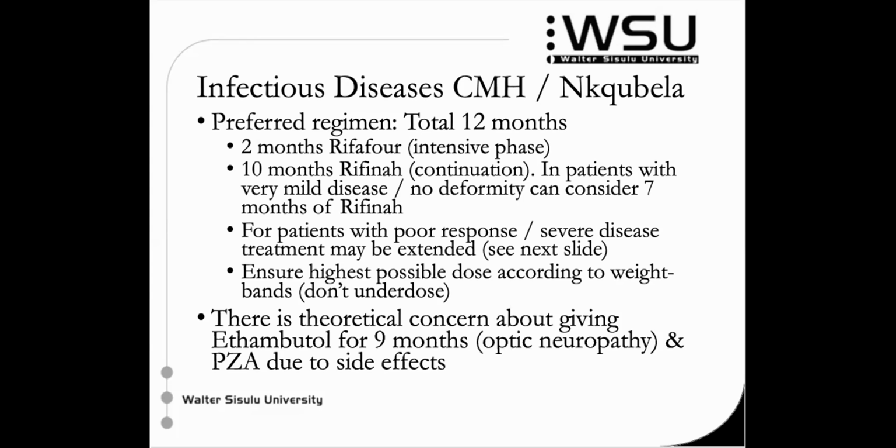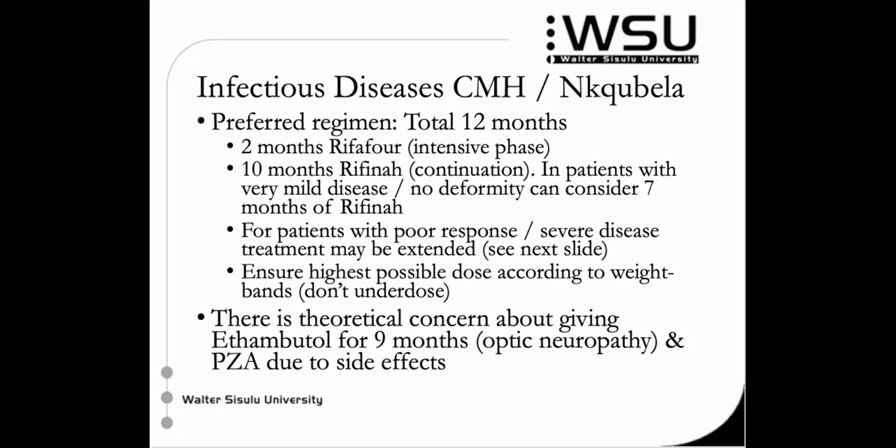The reason why on the CMH side they do the Rifafour only for the 2 months is more about a theoretical concern about giving ethambutol for 9 months. There's a very, very low risk of optic neuropathy. We obviously give 9 months of ethambutol for our MDR patients all the time, and we don't often run into trouble. But it's again this: if we don't know whether it's giving extra benefit, should we give it or not?